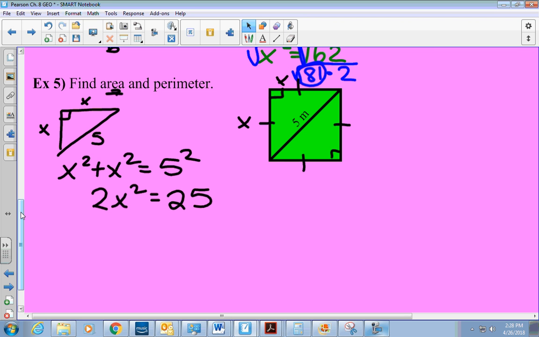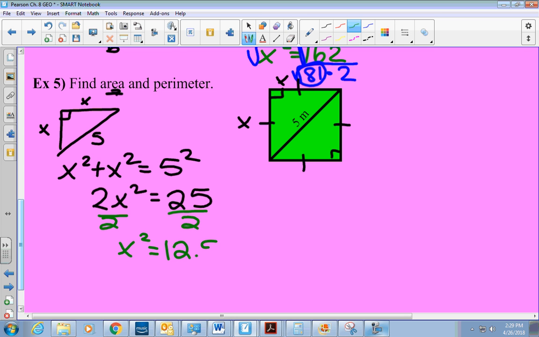Rudy, how am I going to solve for x squared here? Divide both sides by 2. And then Anthony, I don't see your calculator. Do you know what 25 divided by 2 is? What is it, Jose? 12.5.